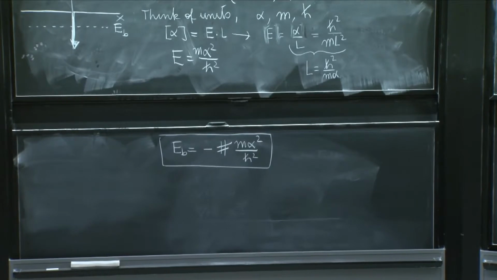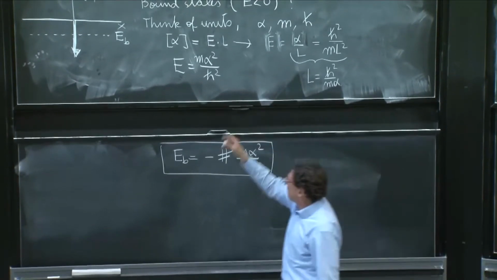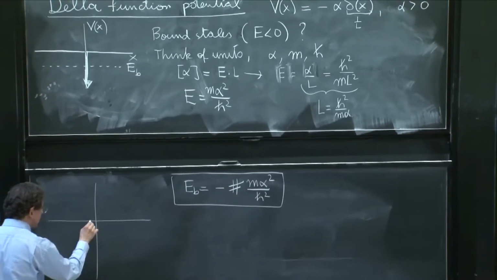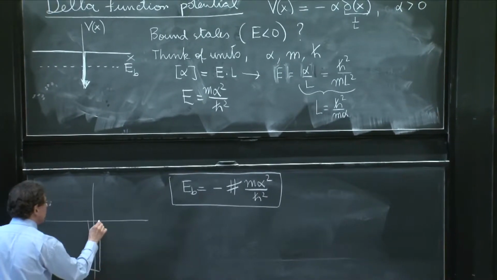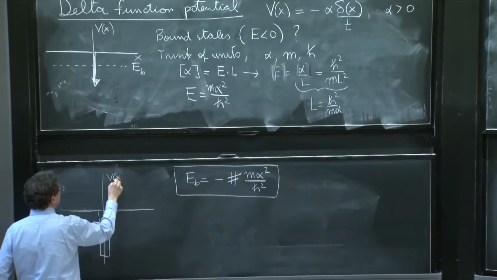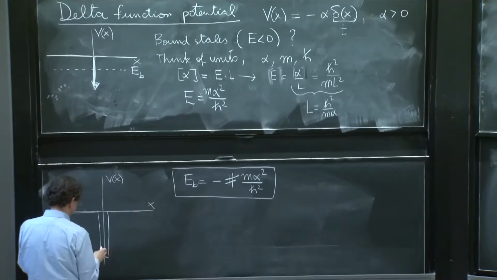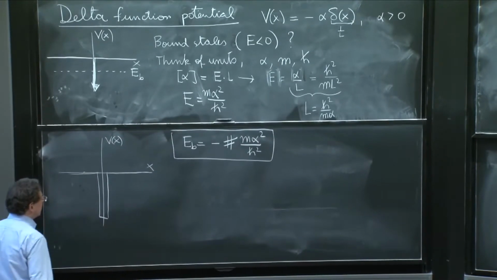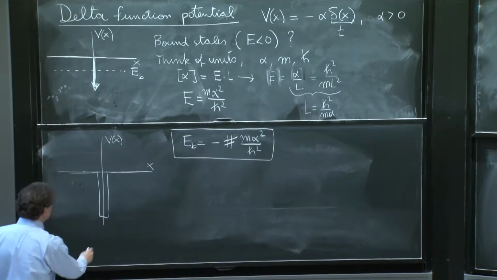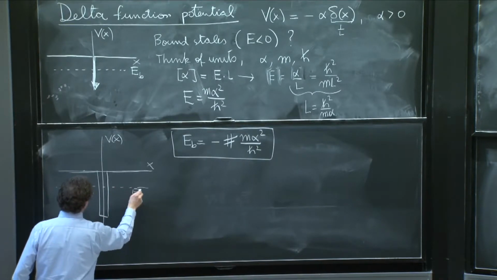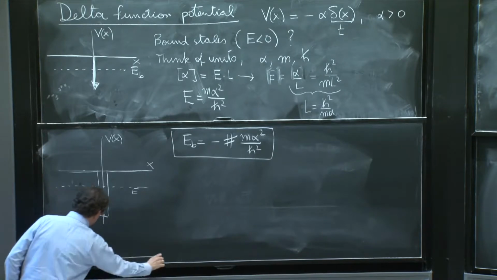The other thing we can do is to think of the regulated delta function. So we think of this as a potential that is of this form. So here is v of x, and here is x. And for this potential, if you have a bound state, how would the wave function look?